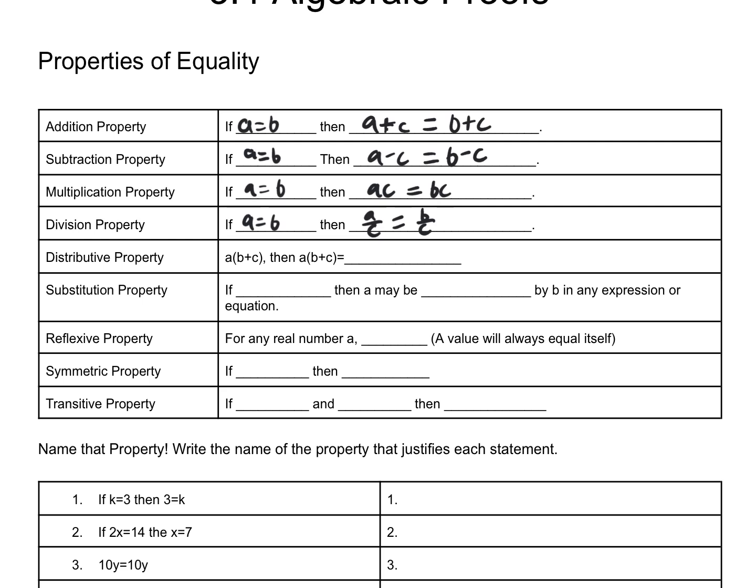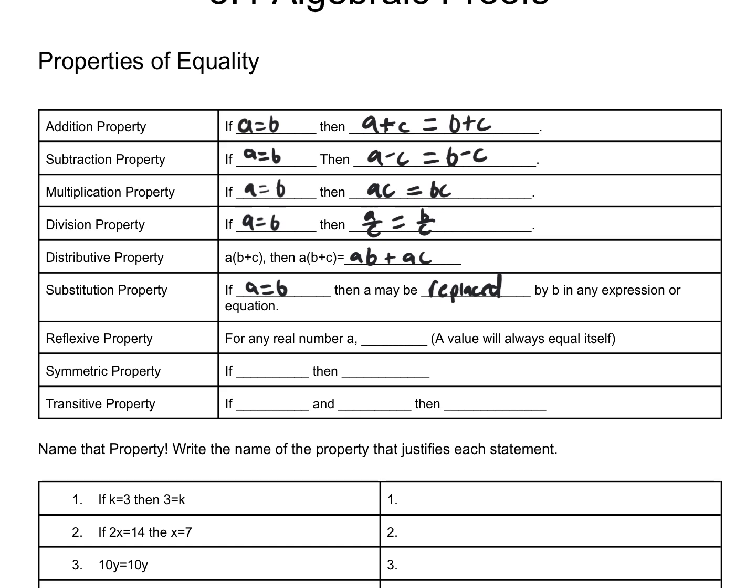Next, we have the distributive property. The distributive property says that we can distribute the A to both the B and the C. So it's going to be AB plus AC. We can just multiply both the things inside the parentheses by what's outside. Substitution property says that if A equals B, then A may be replaced by B in any expression or equation. So we can just replace what A is equal to if we need to.